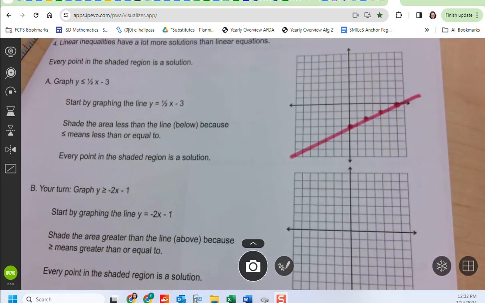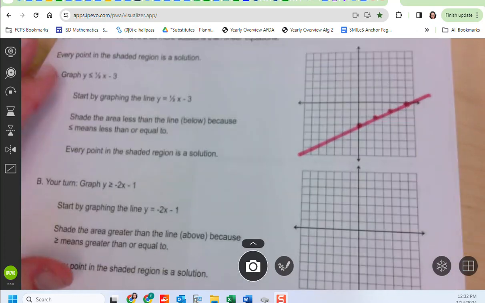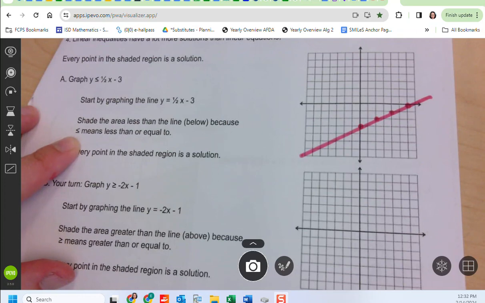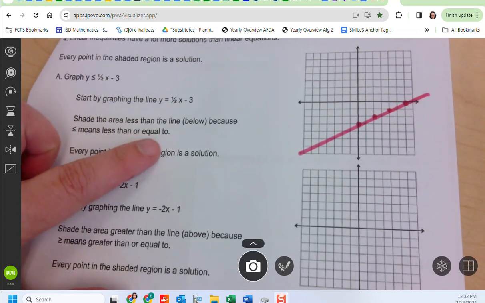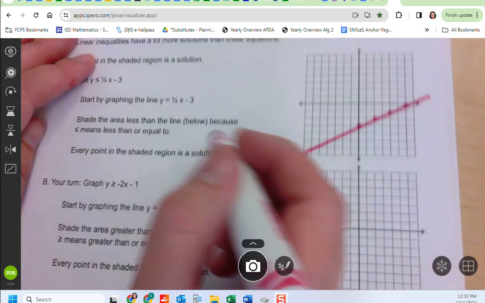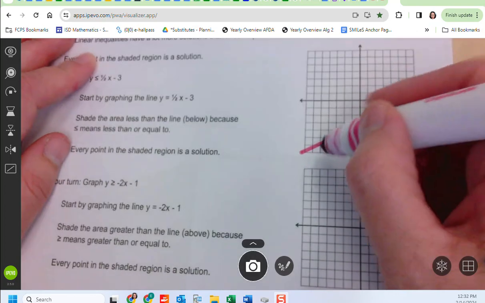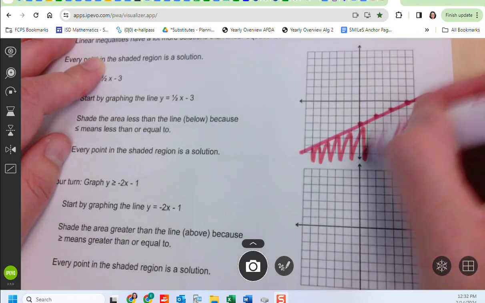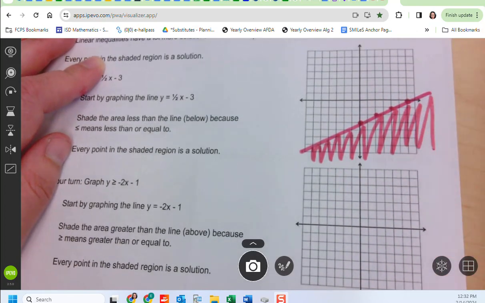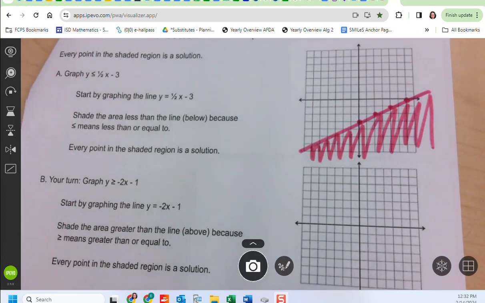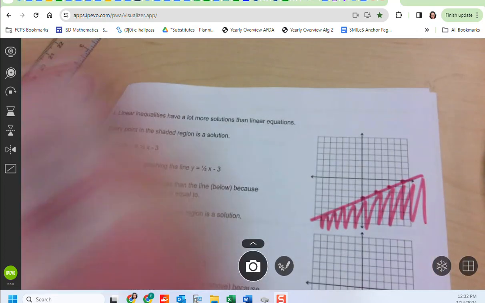All right, now we want to shade the area that is less than the line, because this symbol means less than or equal to. The equal to is the line, the less than is below the line. Okay, so less than is below. Does anybody get these symbols confused?